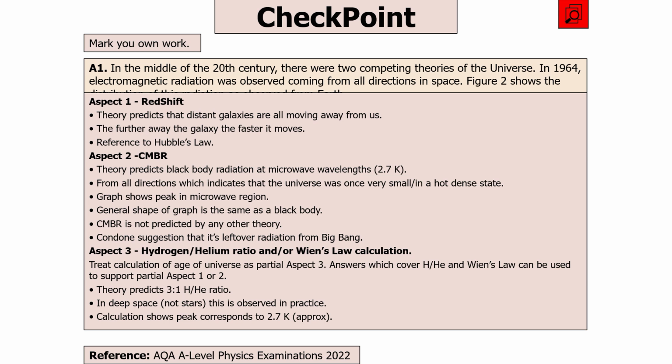And the third aspect is the ratio of hydrogen to helium, in the idea that the theory predicts that there should be a ratio of 75% hydrogen and 25% helium in deep space, which is what we observe in practice.